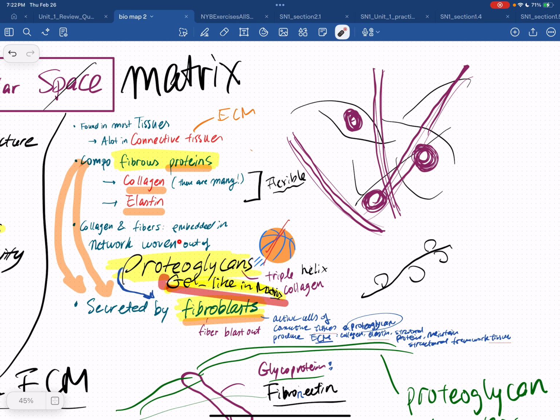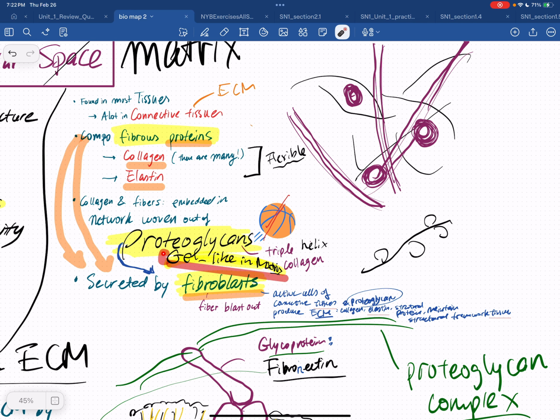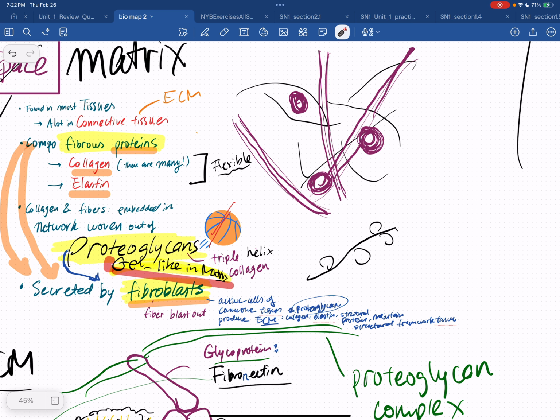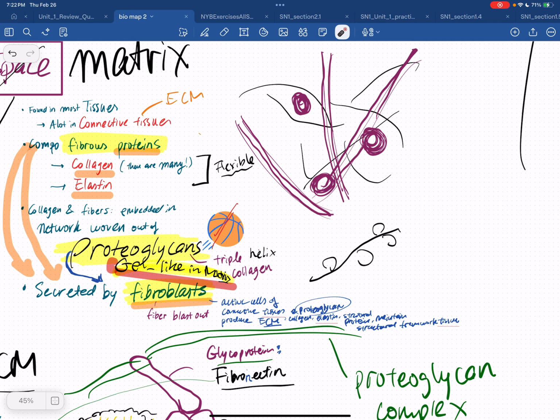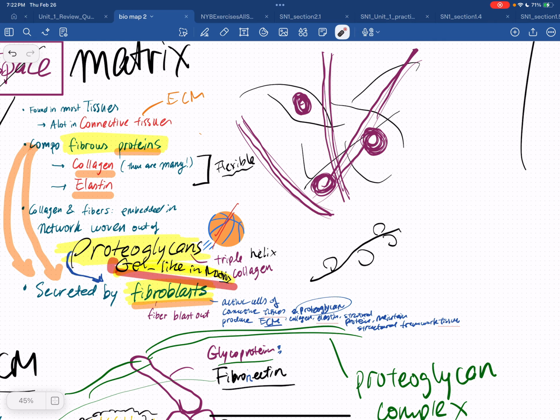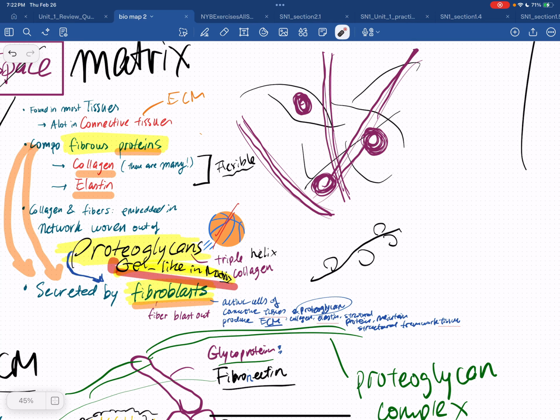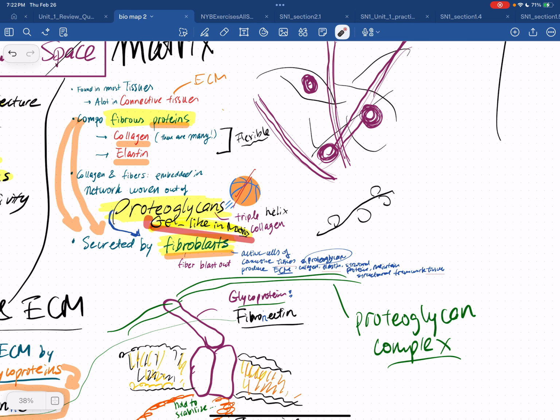Collagens and fibers are embedded in a network woven of proteoglycans, which is the gel-like substance of this matrix. So there's a network called the proteoglycans, which is the gel, and the collagens and fibers are embedded in it. So it's a mess of proteoglycan gels, triple helix, with protein fibers, collagens and elastins.